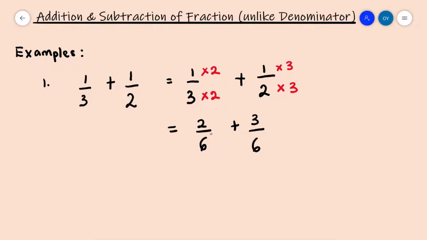Now they have the same denominator. We can add the numerators. That is 2 plus 3 over 6, and that is 5 over 6. So 1 over 3 plus 1 over 2 is 5 over 6.